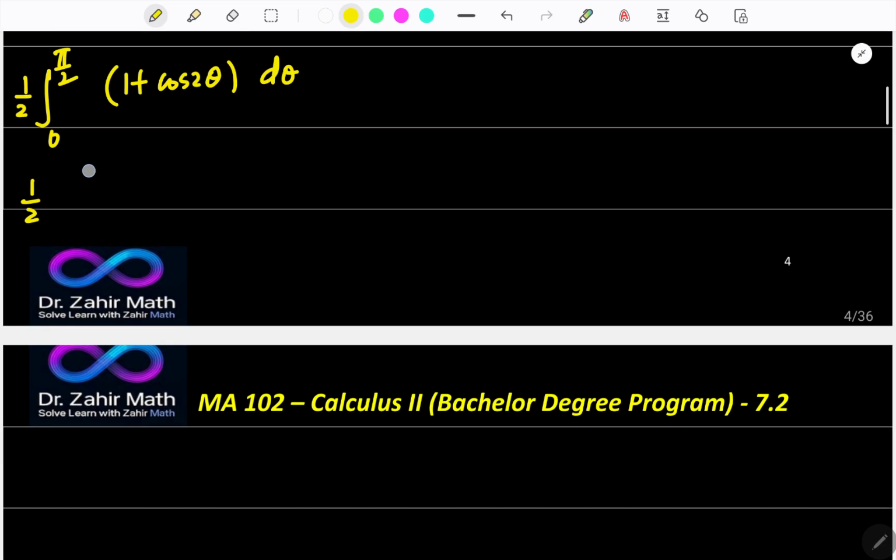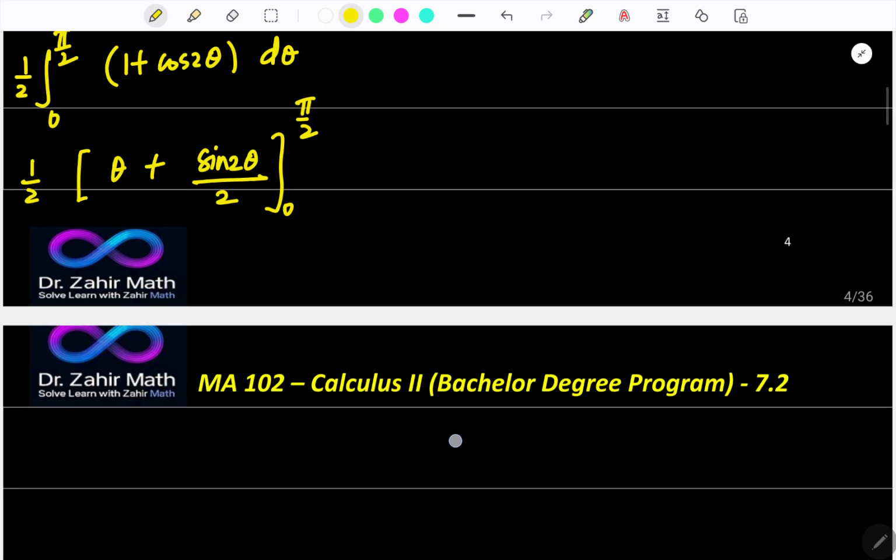This equals 1 by 2. Integration of 1 is what? Theta. Integration of cosine 2 theta is what? Sine 2 theta divided by 2. And the limits are what? 0 to pi by 2. Clear? Right. Upper limit minus lower limit.